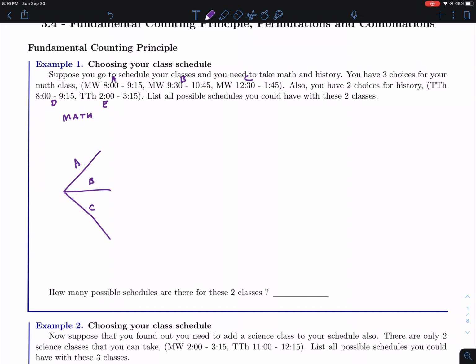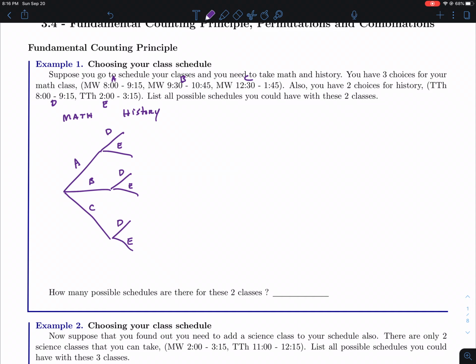And now my second set of branches is going to be the history class. Since there's 2 of them, we want to make 2 branches off of each of these. Again, D represents the Tuesday, Thursday, 8 o'clock. E represents the Tuesday, Thursday, 2 o'clock.